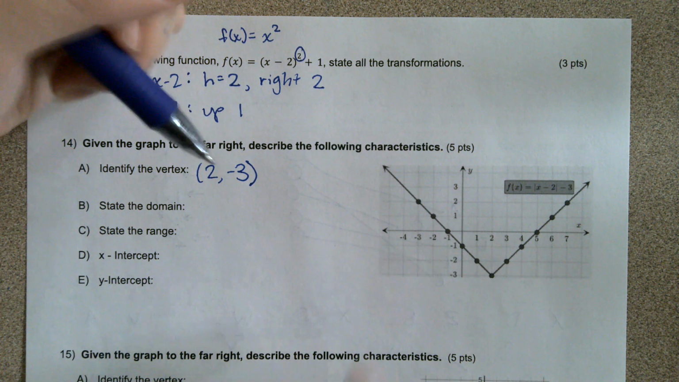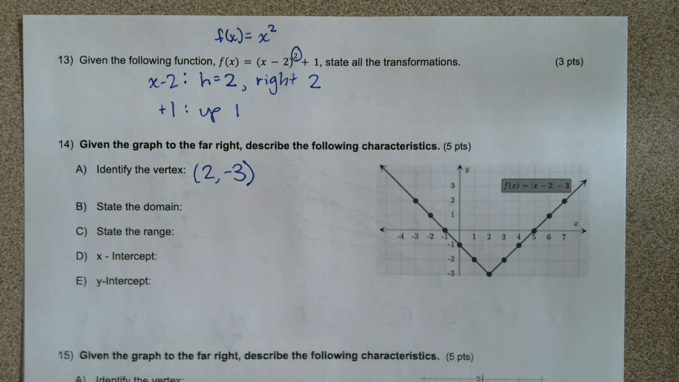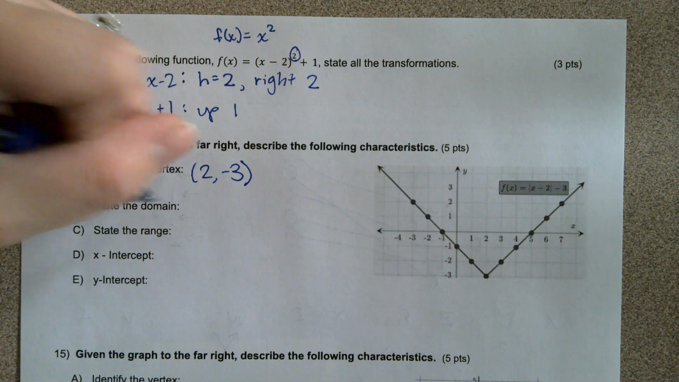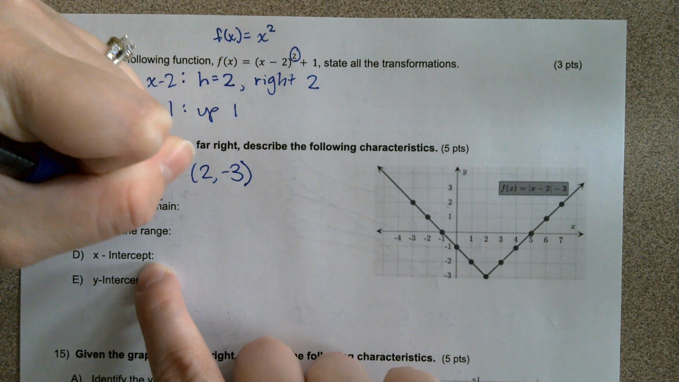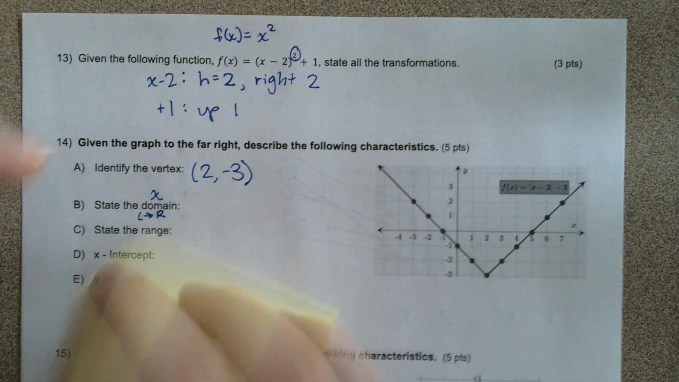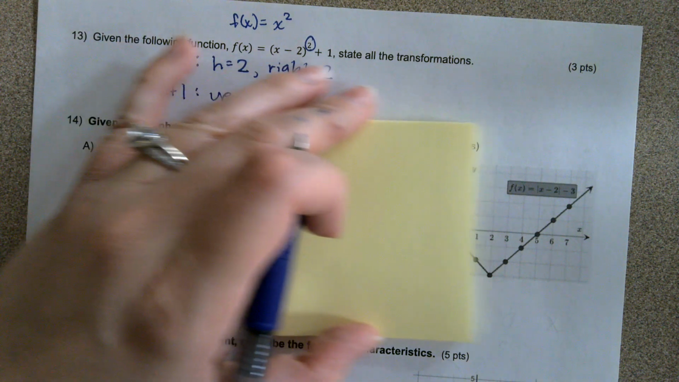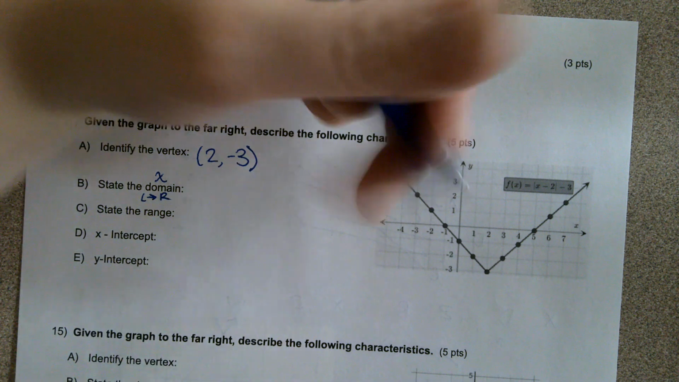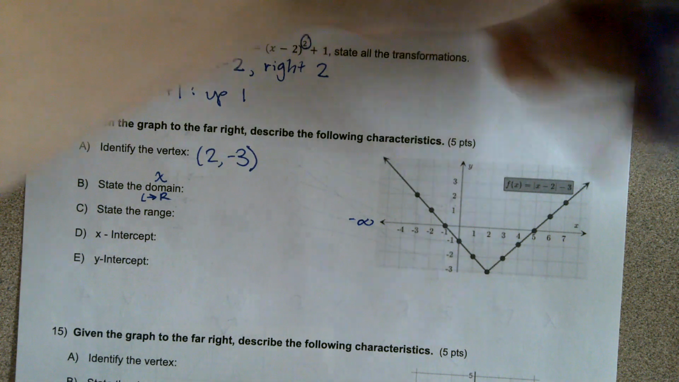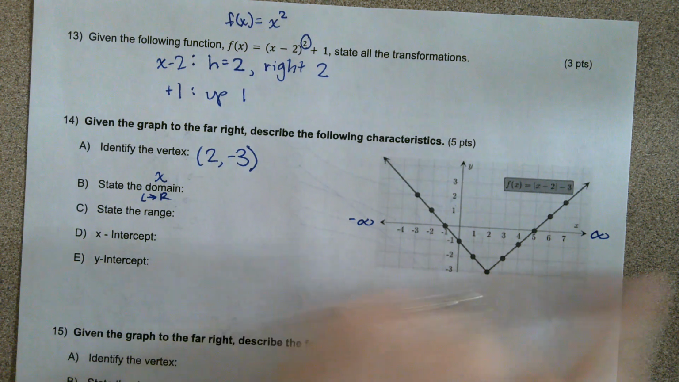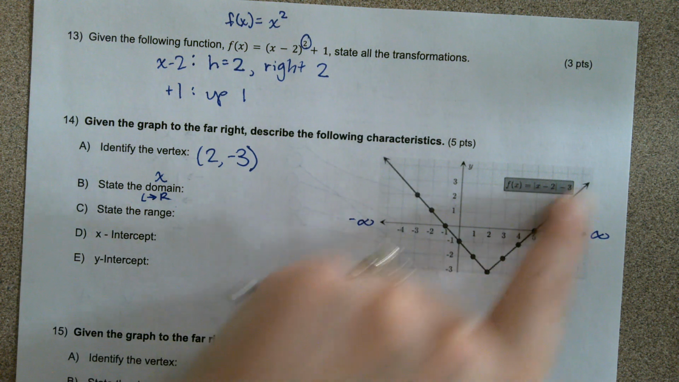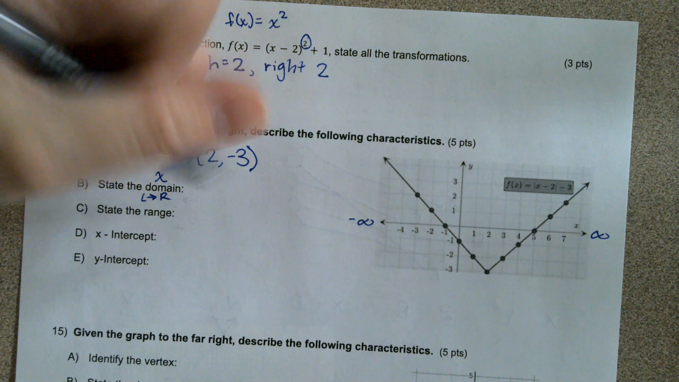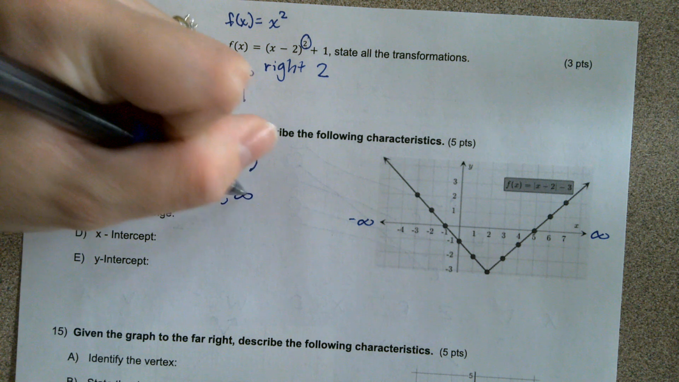State the domain. As we move across the graph, because domain is your x values, and you move from left to right. As I move from left to right on the x-axis, I've got arrows pointing towards negative infinity on the left and positive infinity on the right. And in between the two, I have solid points in a nice solid graph. This is negative infinity to positive infinity.